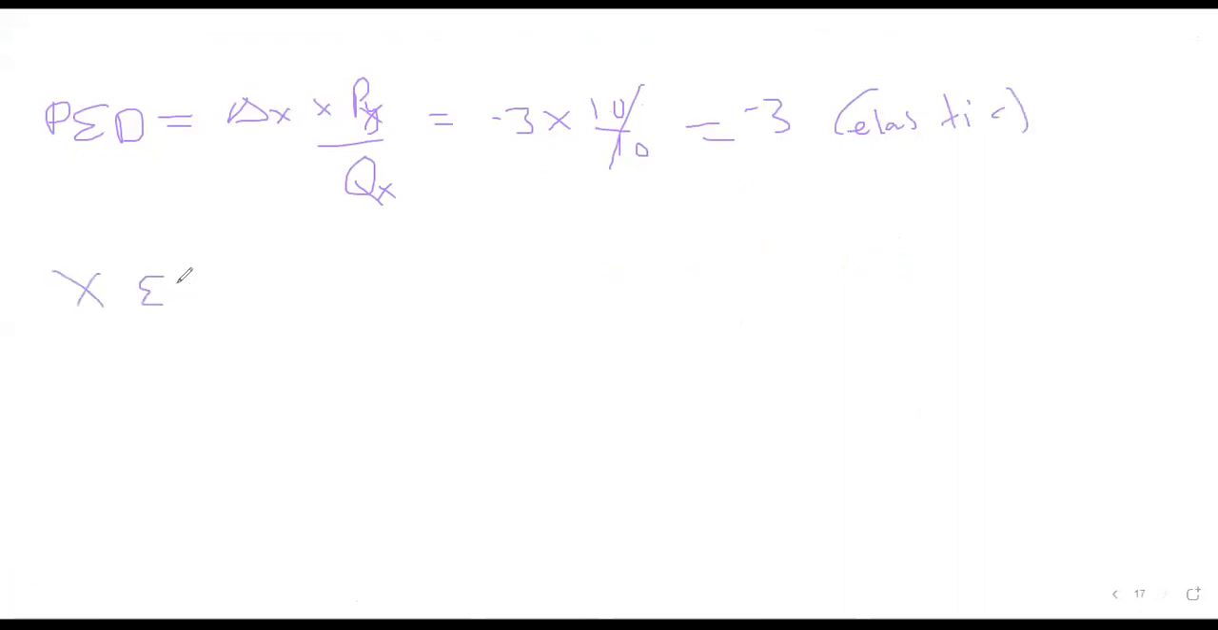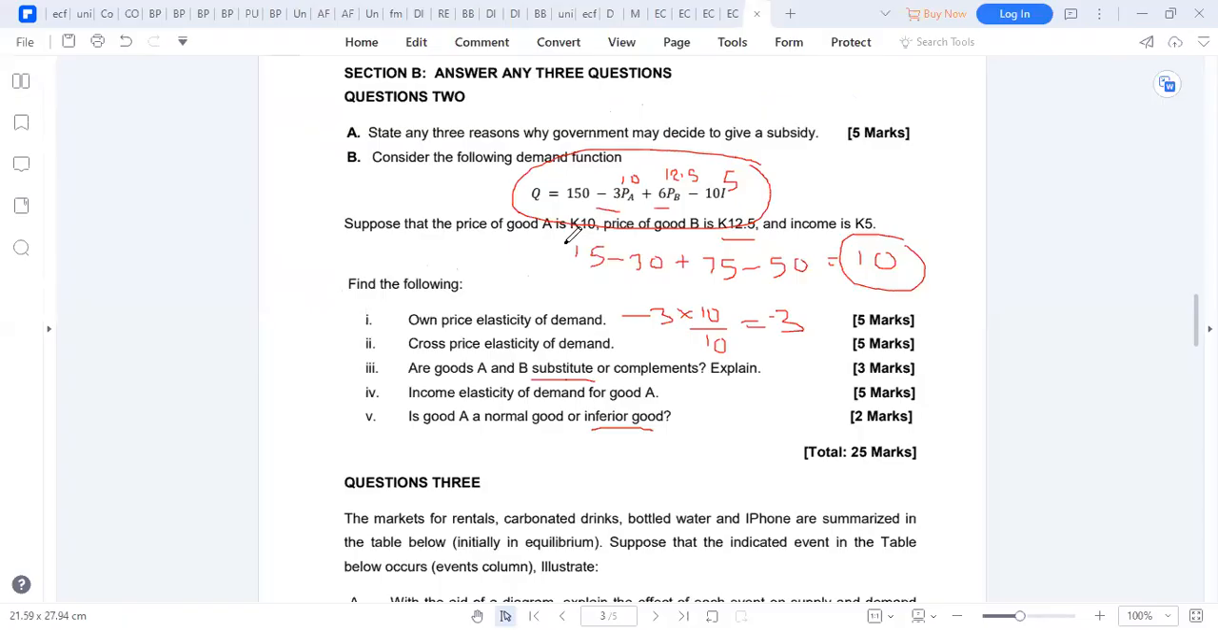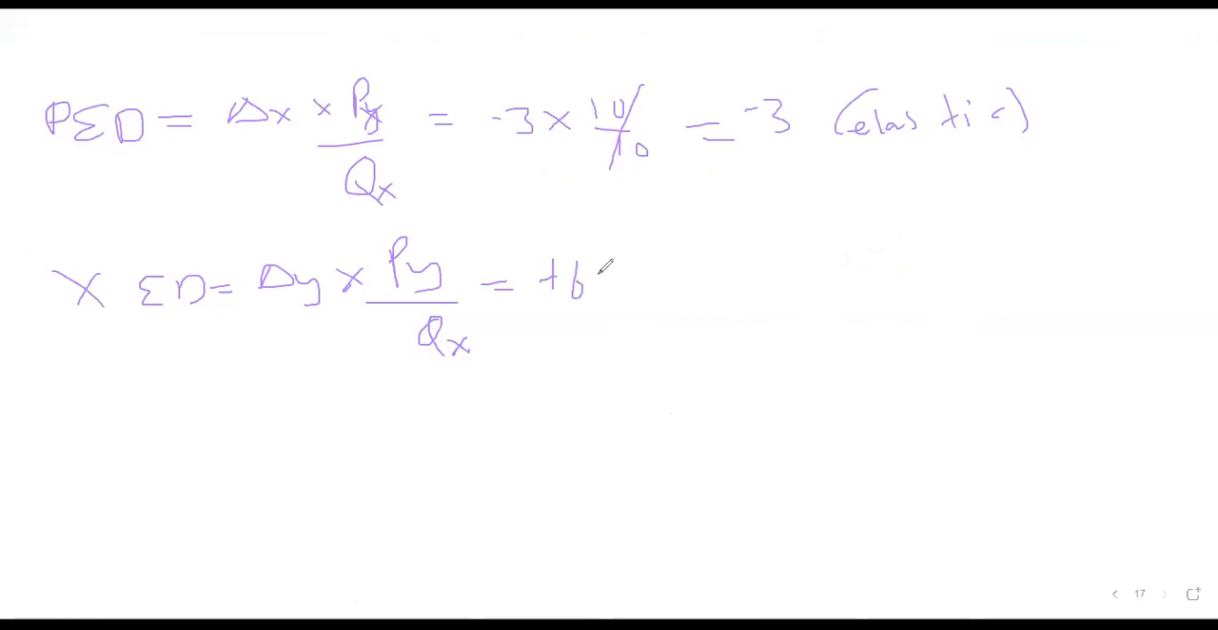Then we go to cross price elasticity: change in good Y times price of good X over quantity of good X. So what was our price change in good Y? Positive 6. And the price of good X, 12.5. So here I have positive 6, 12.5 over 10.